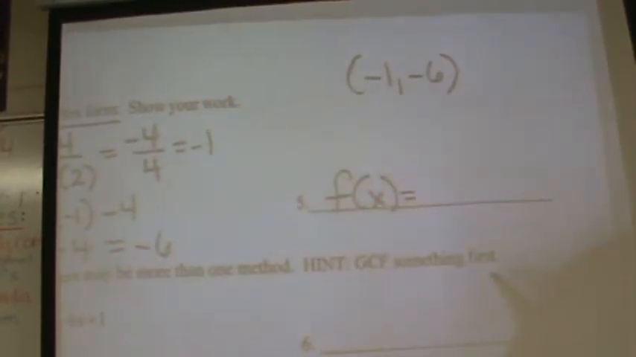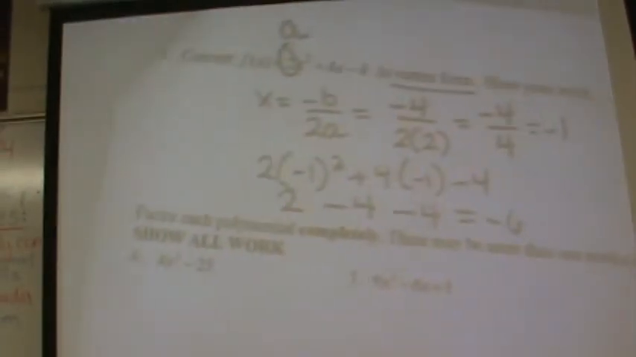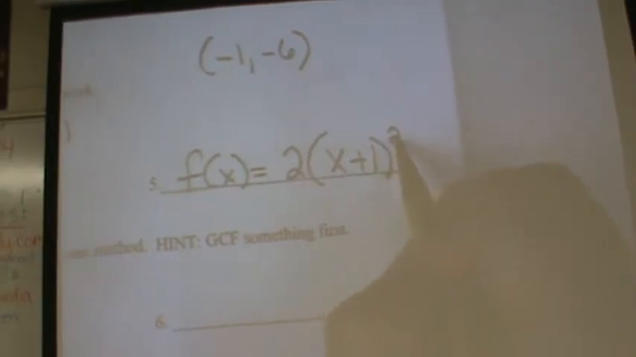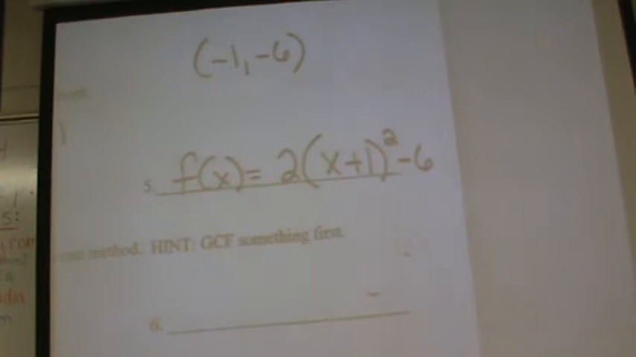Can you tell me what the correct equation is? I'll start you off, f of x. 2. How'd you get 2? In front of that. You need this a value. Very good, Robert, thank you. a is 2, and then x plus, excellent, where? Squared, don't forget that, and then minus 6. Great, you got it.